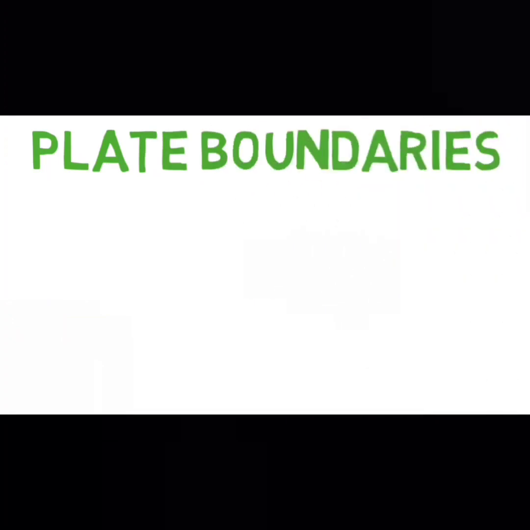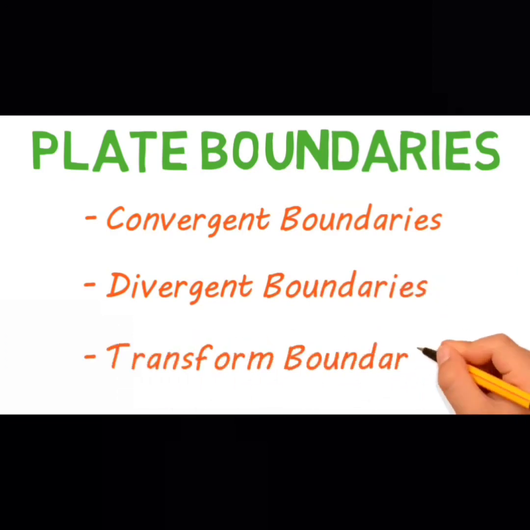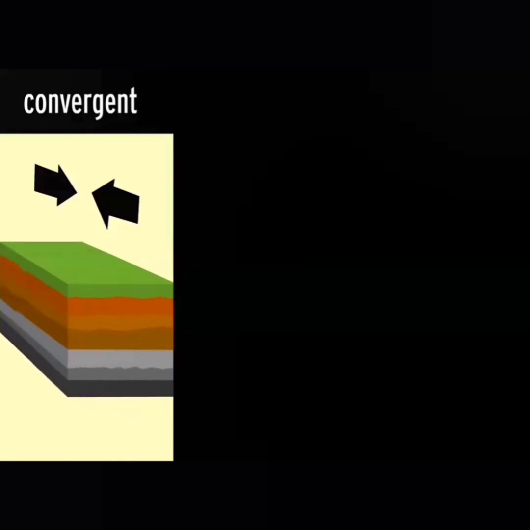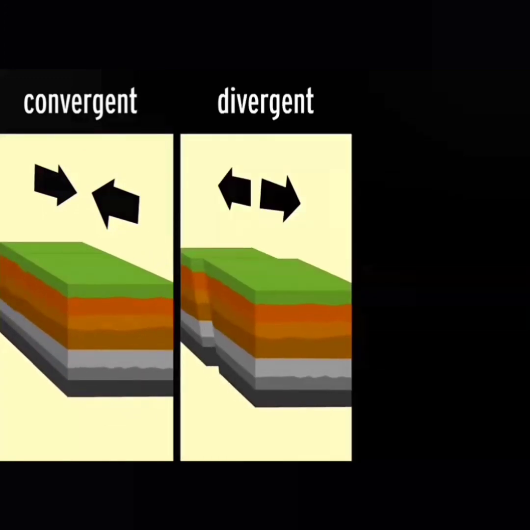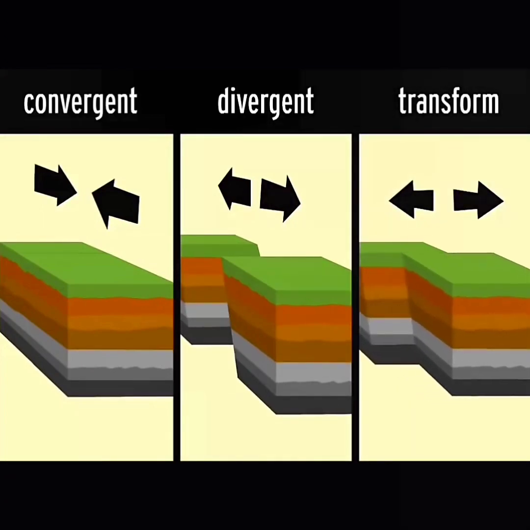Where two plates meet, a plate boundary occurs. There are three main types of plate boundaries: convergent boundaries, divergent boundaries, and transform boundaries. A convergent boundary is where two plates collide, a divergent boundary is where they pull apart, and a transform boundary is where they slide past each other. Let's talk about these three boundaries in detail.